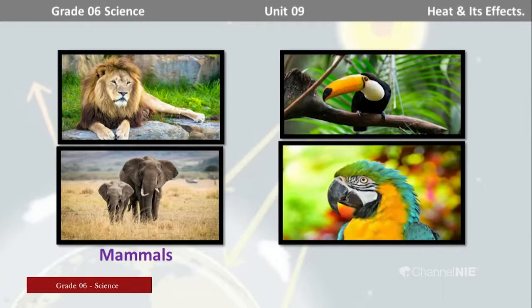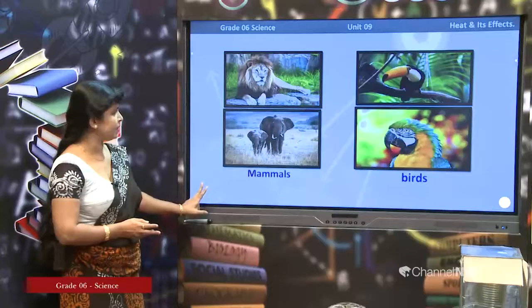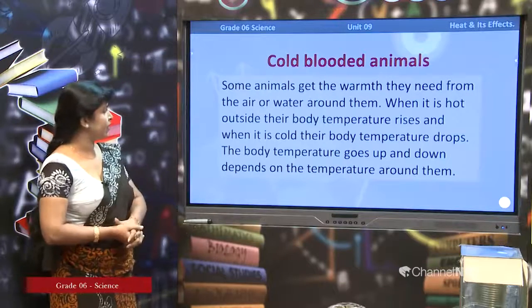Now, I have given you some pictures of mammals and birds. The mammals and birds are considered as warm-blooded animals. It does not mean that their blood is warm, right? I think you could understand. Let's move on to the next one.